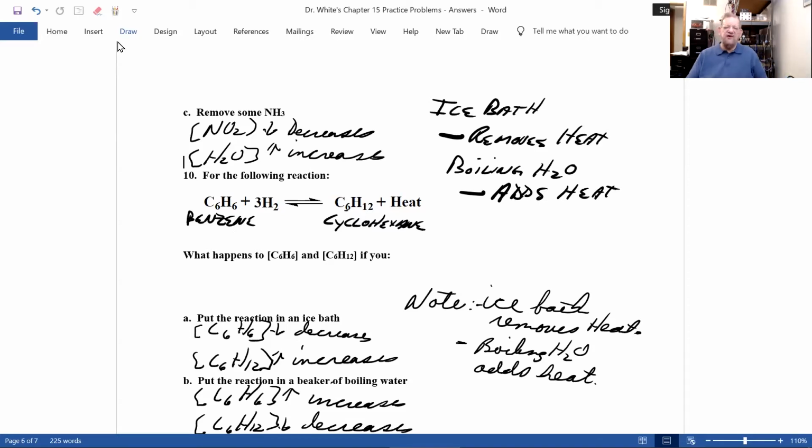And those 2 things are an ice bath. When you put a reaction in an ice bath, in other words, make it colder, you're removing heat. When you put a reaction in boiling water, increase the reaction temperature, you're adding heat. So remember, ice bath removes heat, boiling water adds heat. This will not be an important information test number 4. I'm going to make you remember a few things this test.